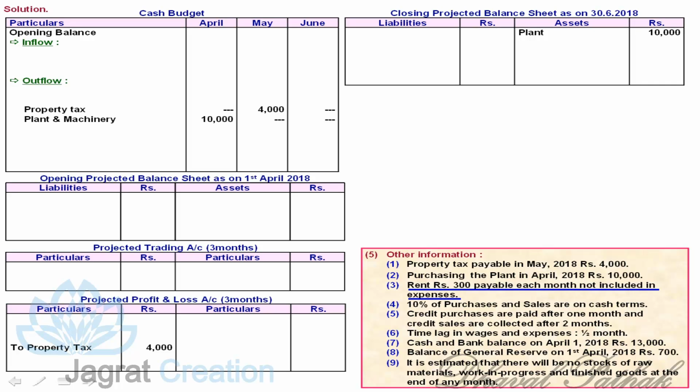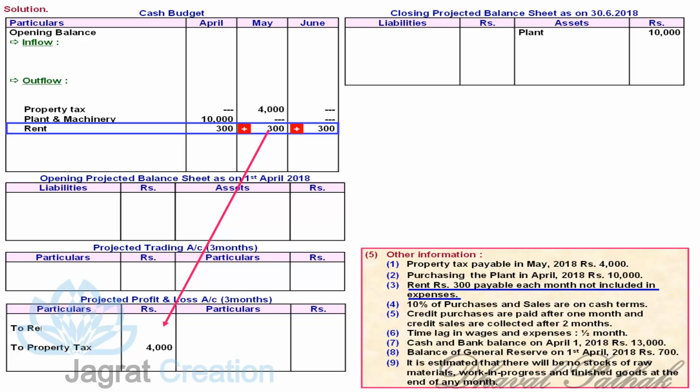Rent 300 payable in each month. So payment of rent every month. So I pay for April, for May and June, 300 each. Total 900 paid is an expense. This expense will be debited to profit and loss account.